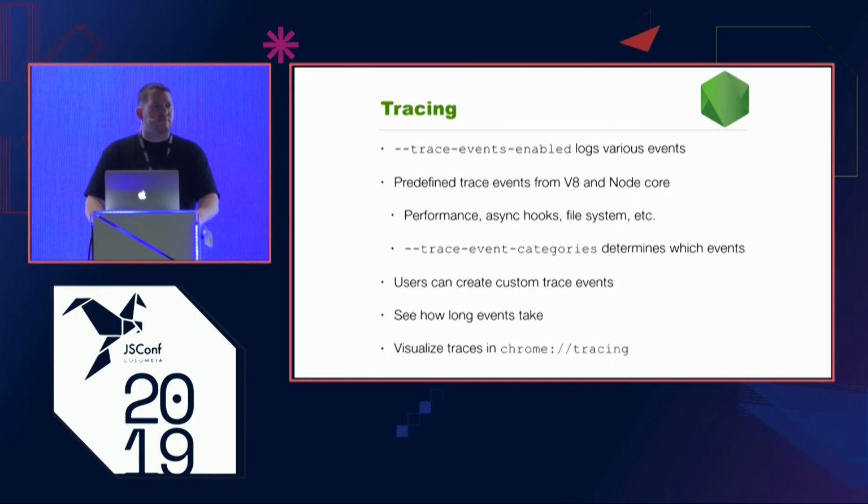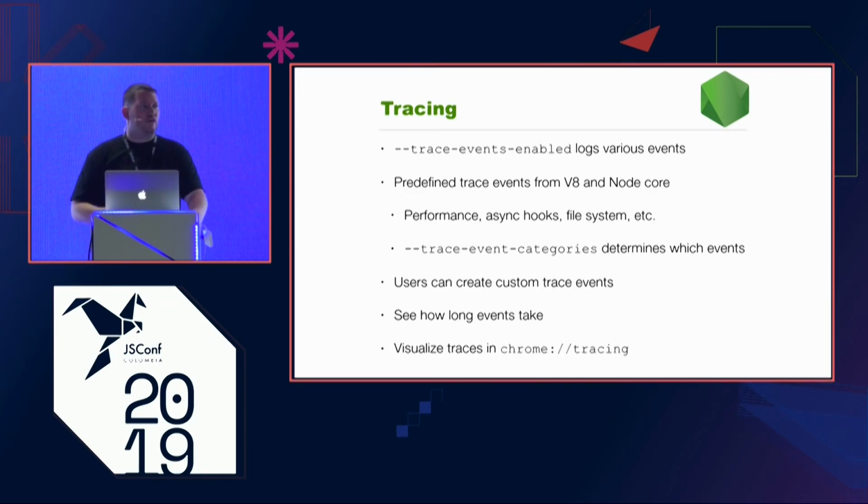Tracing is something that's been around in Node for a little while, but has gotten more attention over the years. So you can do --trace-events-enabled, and it'll actually output various events that happen inside Node. These might be in V8. These might be things like accessing the file system, performance-related things, async hooks, things of that nature. You can configure which of those things you want to see by using the --trace-event-categories flag.